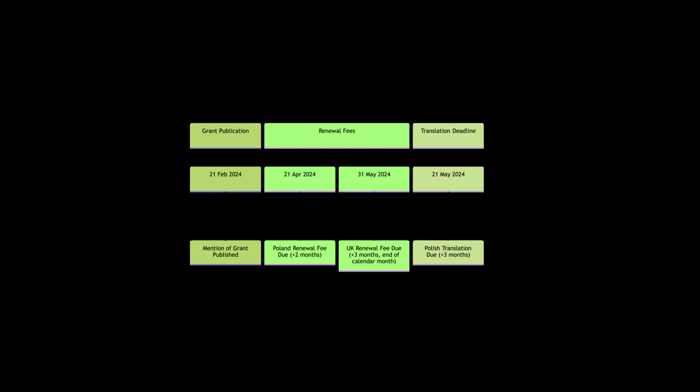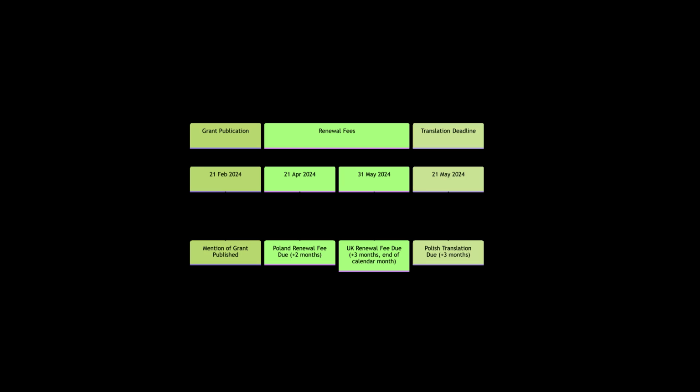Part A. Patent protection in the United Kingdom and Poland. 1. Renewal fees. For Poland, the renewal fee for the 5th year is due within 2 months from the date of publication of the mention of the grant. 21st February 2024 plus 2 months equals 21st April 2024, Sunday. Since this falls on a Sunday, the deadline extends to 22nd April 2024, Monday, under Article 141(2) EPC.